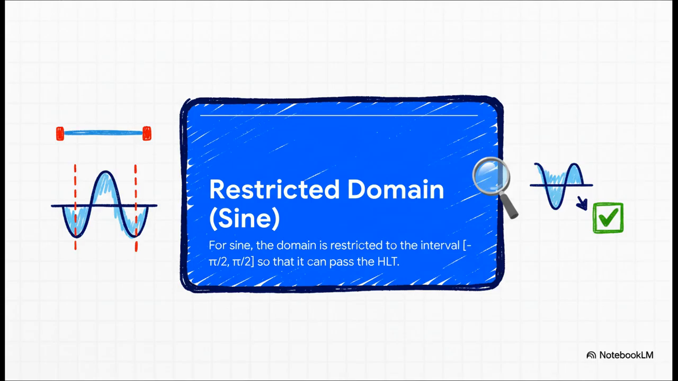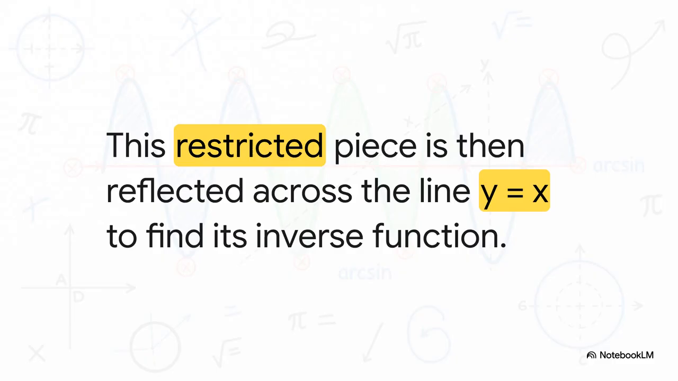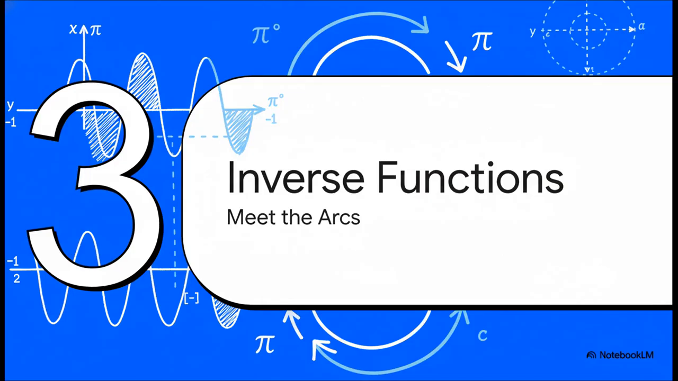This is now the official, well-behaved version of sine that we use to create its inverse. So by agreeing on this one restriction, we've created a function that's officially invertible. Awesome. The next step is to actually find that inverse. And in math, the way we find an inverse, graphically, is by reflecting the function across the line y equals x. Okay, so with this restriction locked in, we can finally define our inverse functions.